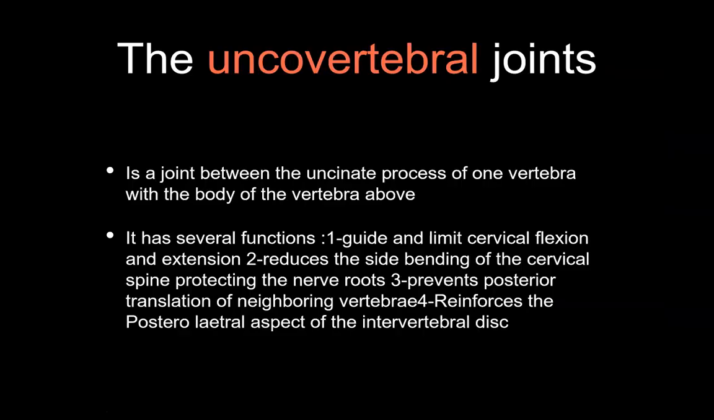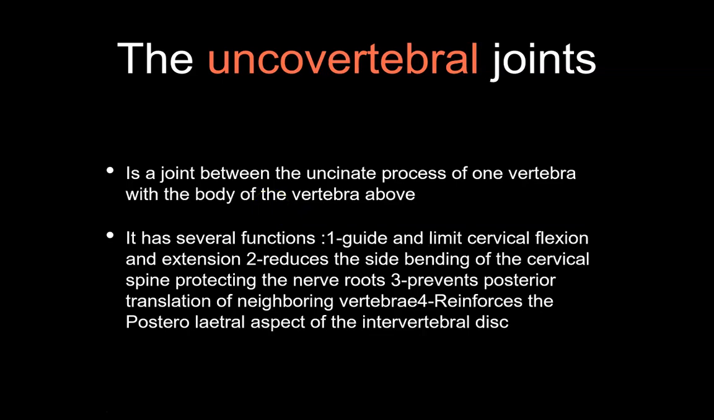And the uncovertebral joint. The uncovertebral joint is a joint between a process called the uncinate process of one vertebra and the body of the vertebra above. That's why it's called uncovertebral. And as you see, it has several functions. It guides and limits cervical flexion and extension.